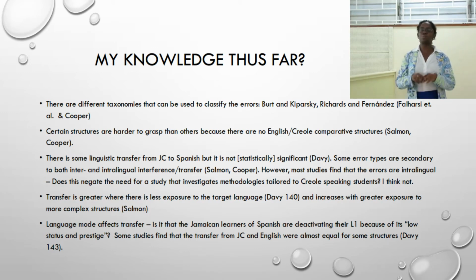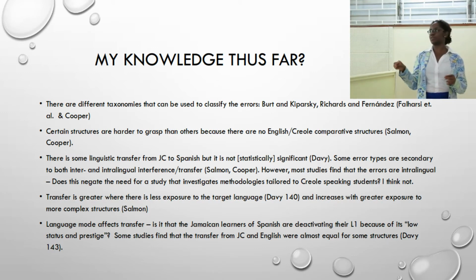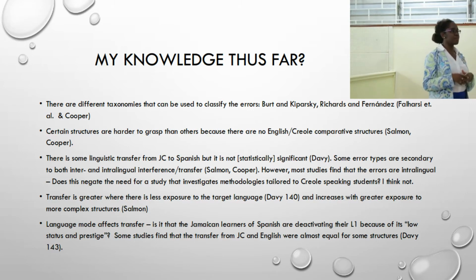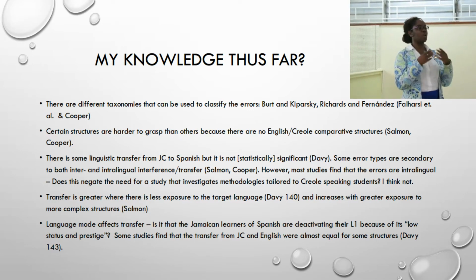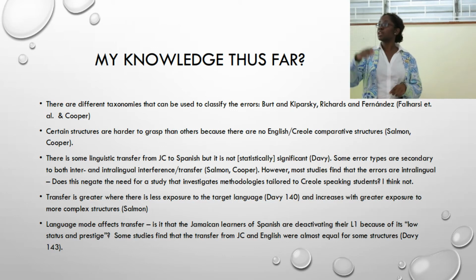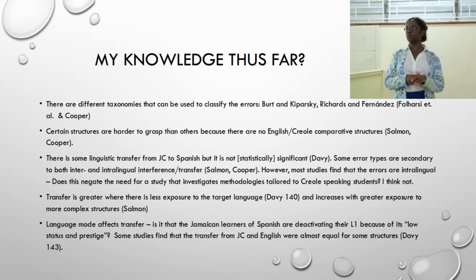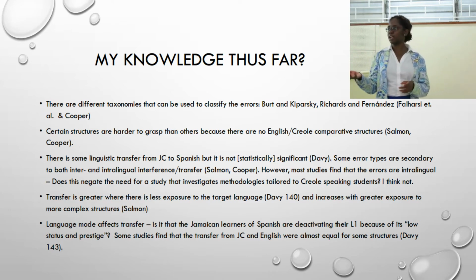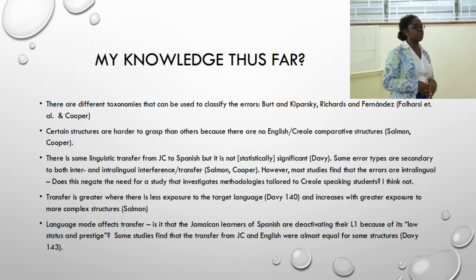And some error types are secondary to both the inter- and intralingual interference. Most studies find that the majority of the errors are intralingual, but this does not negate the need for a study that looks at our language situation and how we can better tailor a classroom setting that is going to help our students acquire foreign languages. Transfer is greater where there is less exposure to the target language and increases with greater exposure to more complex structures. And then language mode can also affect transfer. Davy was speculating: is it that because Jamaican Creole has been given such a quote-unquote bad rap and looked at so poorly, they are switching off their Jamaican Creole, and how is that impacting their ability to learn Spanish?